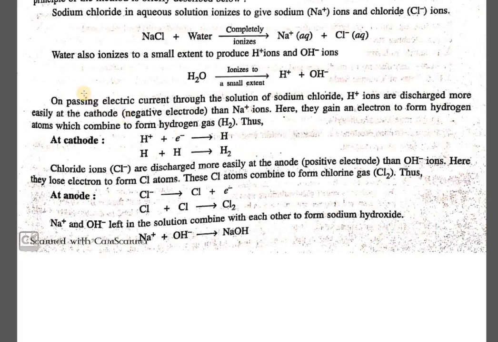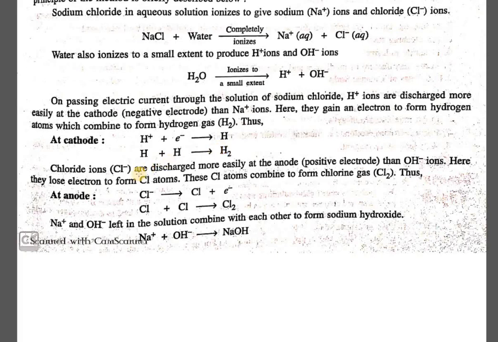Now when we pass electric current through the solution of sodium chloride, hydrogen ions are discharged more easily at the cathode, the negative electrode, I hope you all know, than the sodium ions. Here they are gaining an electron to form hydrogen atoms which combine to form hydrogen gas. So what is the reaction happening at the cathode? It is H plus accepting one electron, forming a hydrogen atom, and two hydrogen atoms combine, because a single hydrogen atom is unstable. So immediately it will combine with another hydrogen atom to form hydrogen gas here.